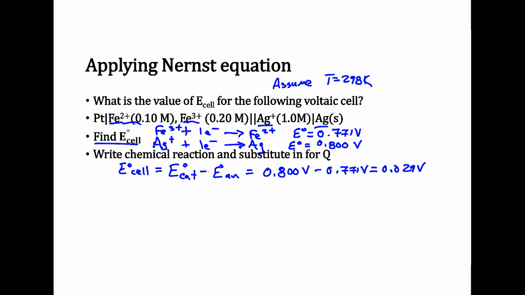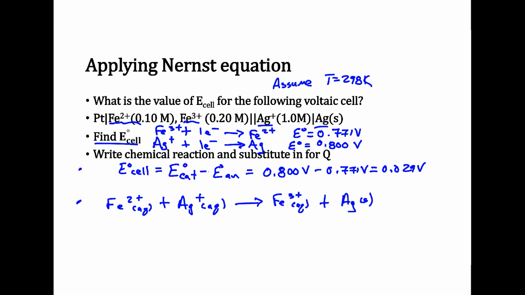So now what we need to do is write the balanced chemical equation and think about what Q is going to look like, our reaction quotient. So whenever we write our balanced chemical equation, we have oxidation occurring, so we have Fe2+ plus Ag+, that's the reduction process, going on to form Fe3+ plus silver. Okay, so now we're ready to start thinking about using the Nernst equation.